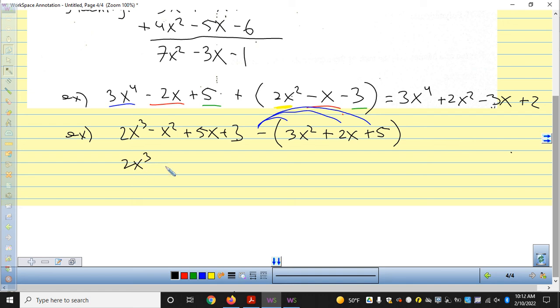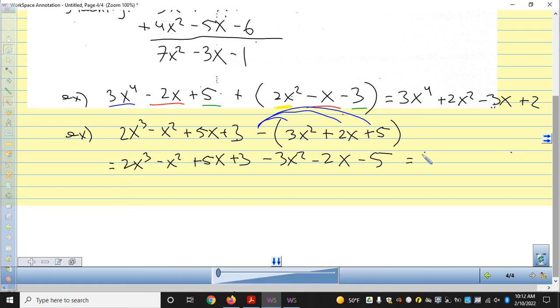So I get 2x to the third minus x squared plus 5x plus 3 minus 3x squared minus 2x minus 5. I'm distributing the negative to each one of these. And now I'm going to combine my like terms. Anything to combine with the 2x to the third here? No. So we just have 2x to the third.